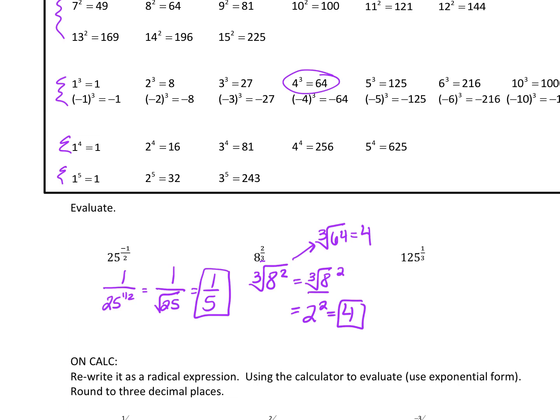Now, 125 to the 1/3 power is the cube root of 125, which, if I'm looking at the cube roots, would be 5.